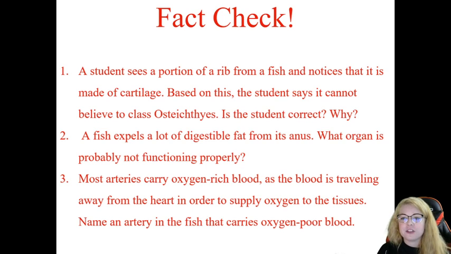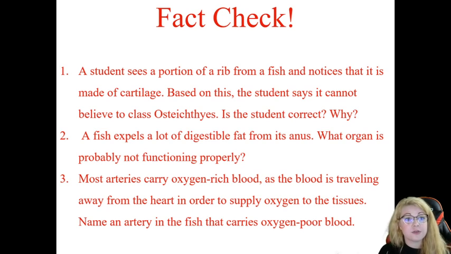Number 2. A fish expels a lot of digestible fat from its anus. What organ is probably not functioning properly? That would be the gallbladder and liver. So the liver is not functioning properly because it's not producing enough bile to help with that fat digestion. And so that is typically what happens to someone who doesn't have a gallbladder, to release the bile into the intestines.